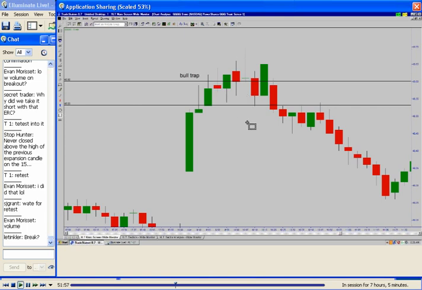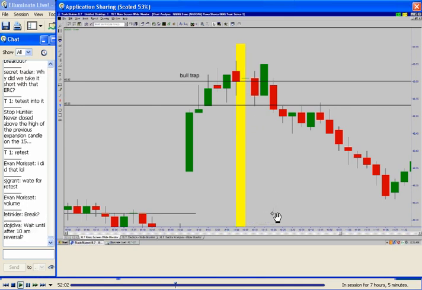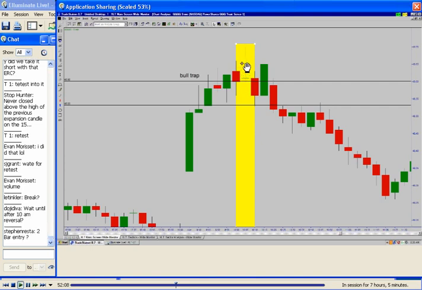What time frame did this happen in? There's your 10 a.m. reversal right there as well. Okay, here's your 10 a.m. reversal, shooting star, bull trap. That's the one that we can take right here.